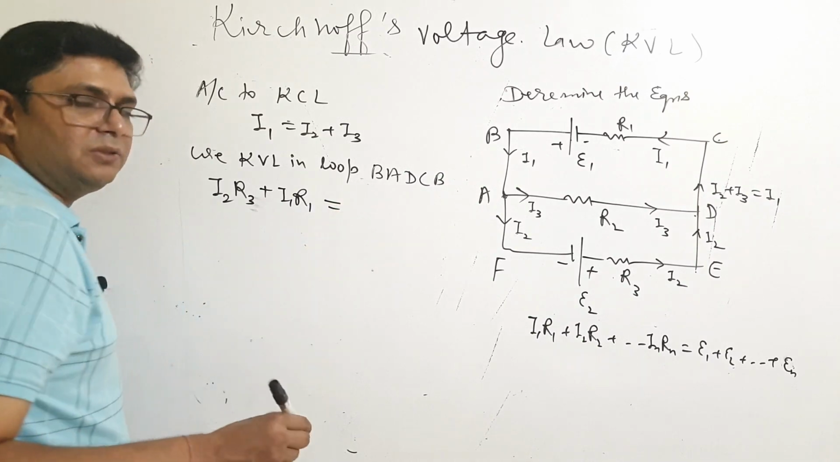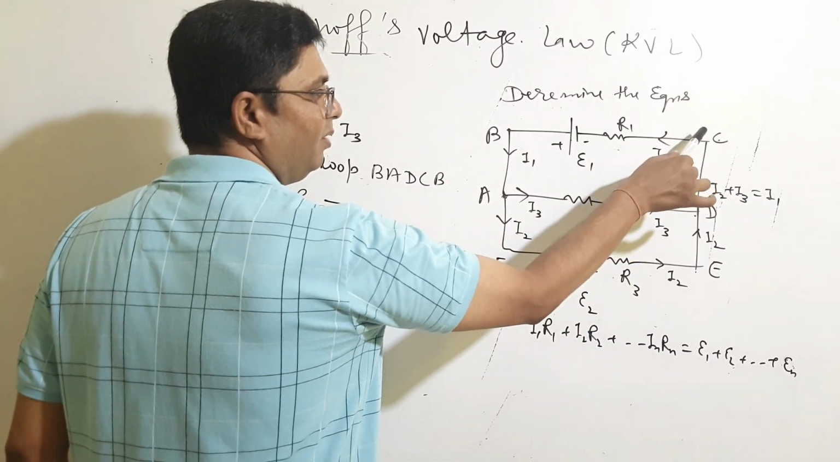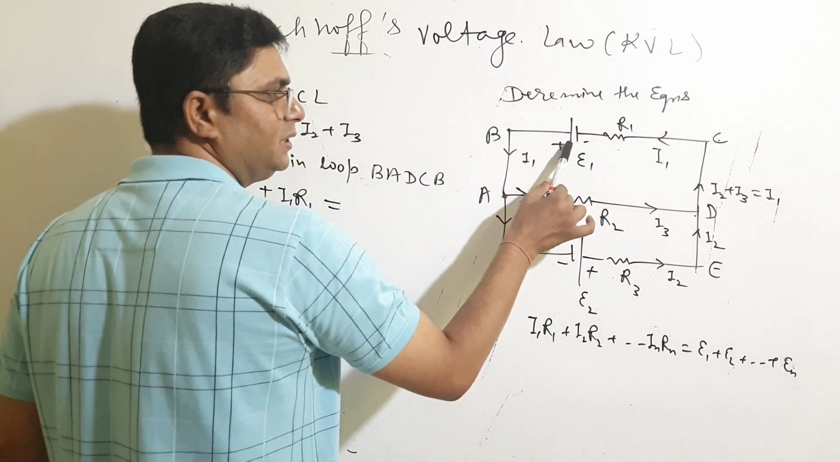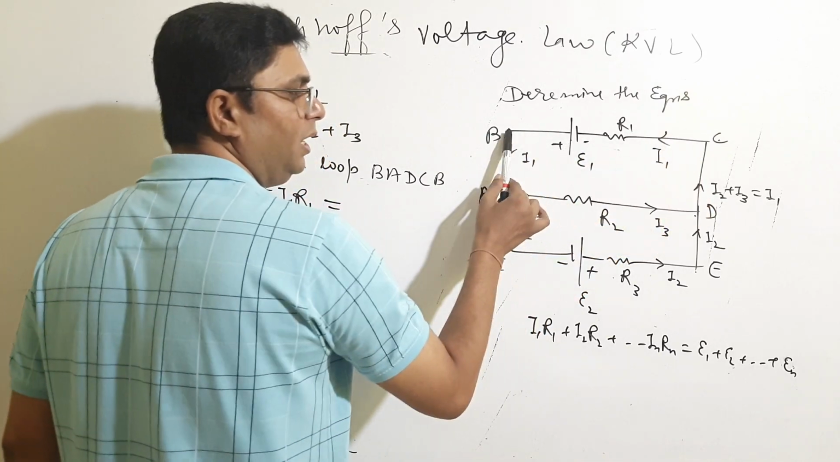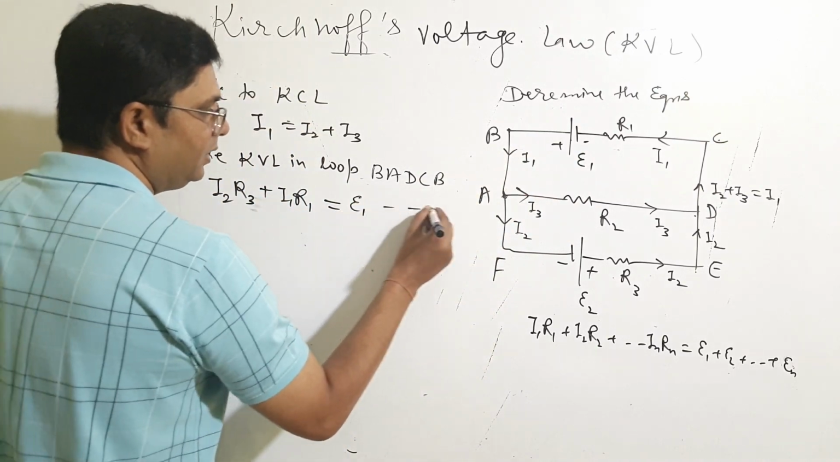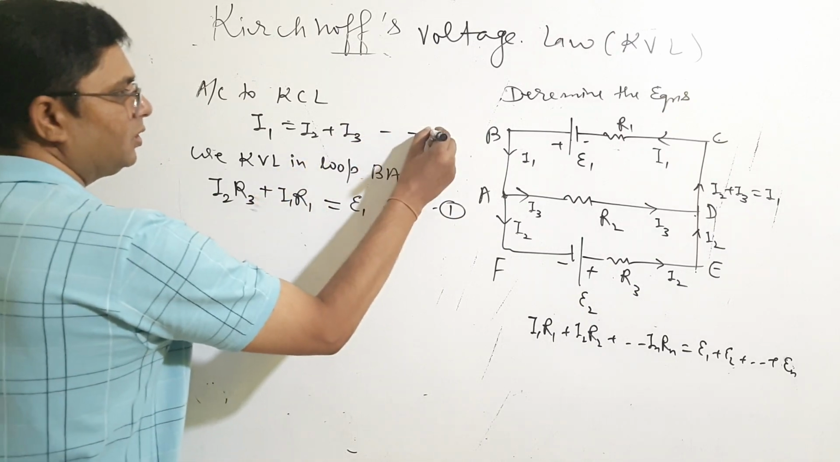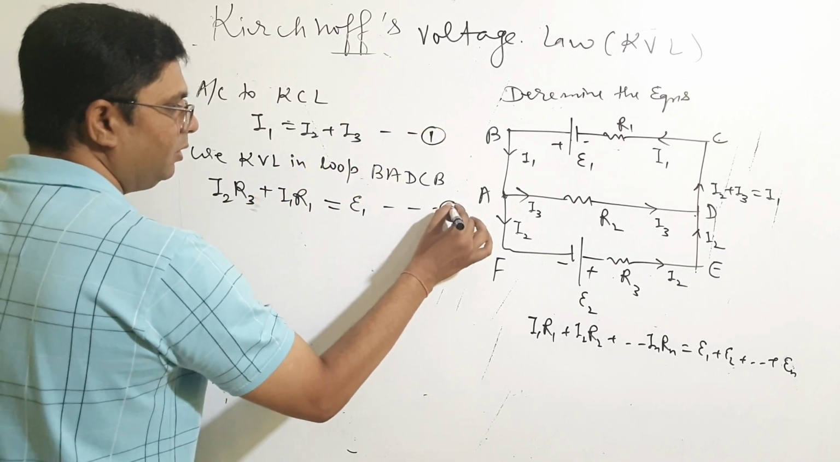Now for the EMF: from A to D no EMF, D to C no EMF, C to B EMF is there. When you move from C to B, it goes from minus to plus, so you write plus E1. This is equation number 1. This will be equation number 2.